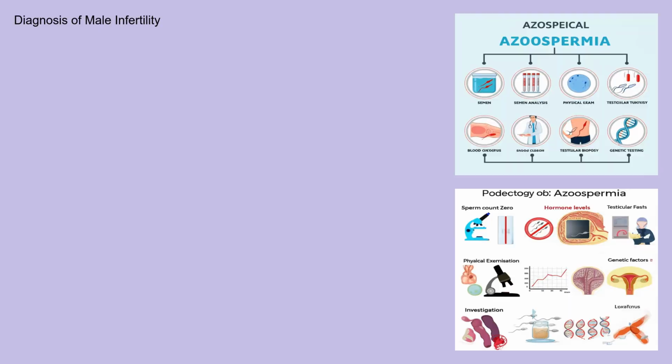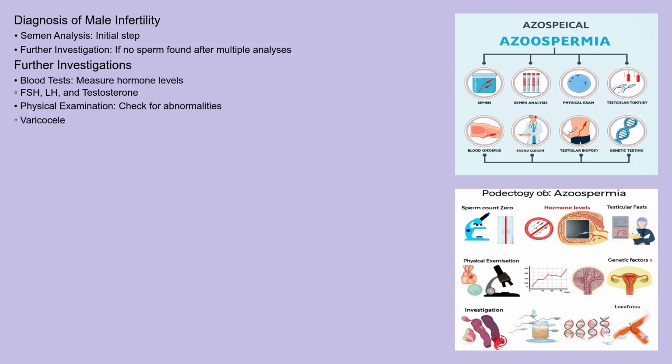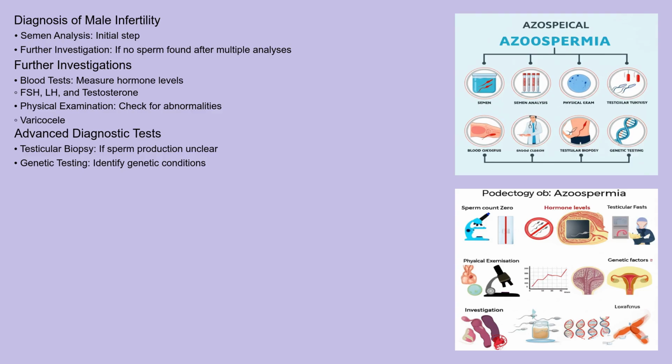In rare cases, pain or swelling in the scrotum can be present, particularly if a blockage or varicocele is the cause. Diagnosis usually begins with a semen analysis. If no sperm are found in the ejaculate after multiple analyses, further investigations are warranted. These may include blood tests to measure hormone levels, particularly FSH, LH, and testosterone. A physical examination is performed to check for any abnormalities, such as varicocele. In some cases, a testicular biopsy may be necessary to determine if sperm production is occurring within the testis. Genetic testing may also be recommended to identify any underlying genetic conditions.